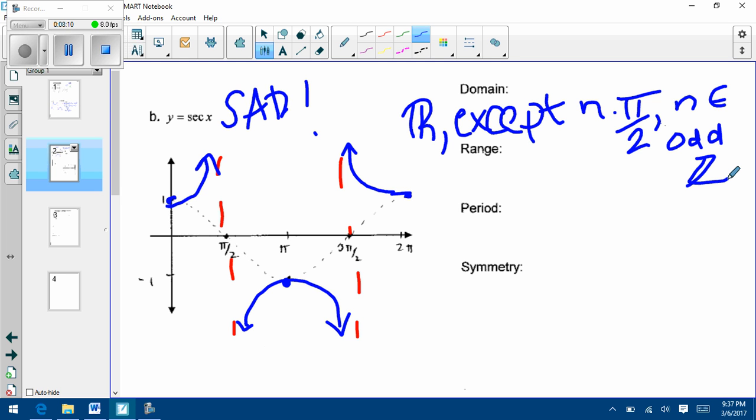As far as the range is concerned, it actually has the same range as cosecant, -infinity to -1, union 1 to infinity.